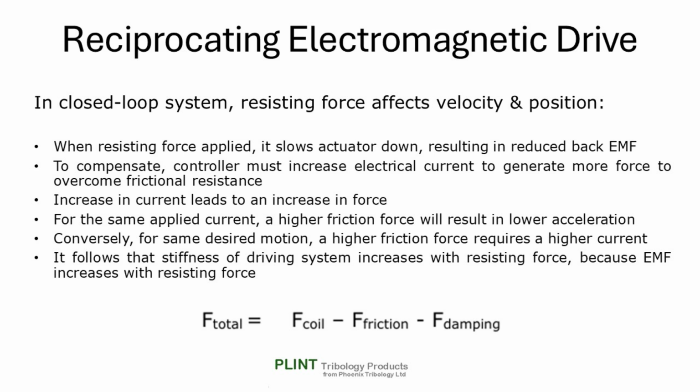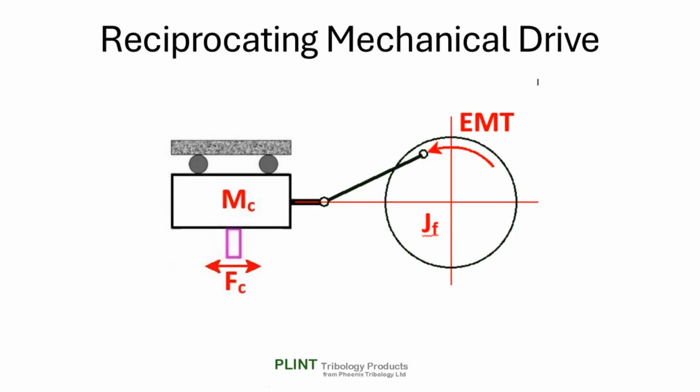It follows that the stiffness of the driving system increases with resisting force because EMF increases with resisting force. The interaction between the VCA and the resisting force determines the overall system dynamics. This helps to explain the behavior described in our earlier experimental analysis. Mechanical drive systems are essentially tethered displacement generators and are usually designed with sufficient inertia in the form of a flywheel not to be susceptible to variations in resisting force.